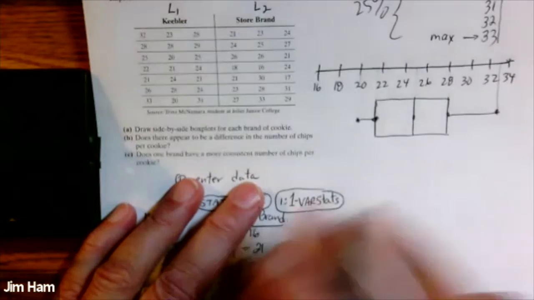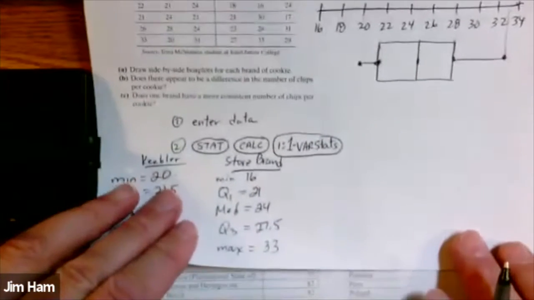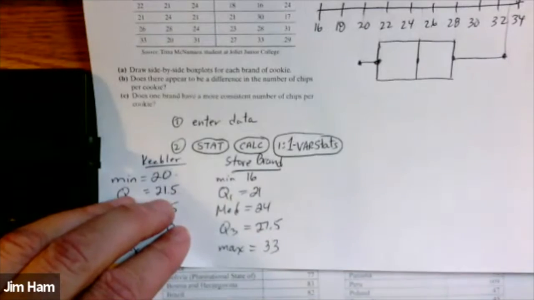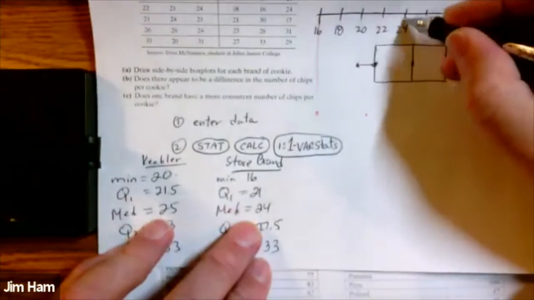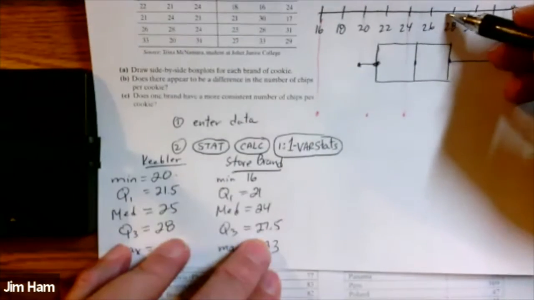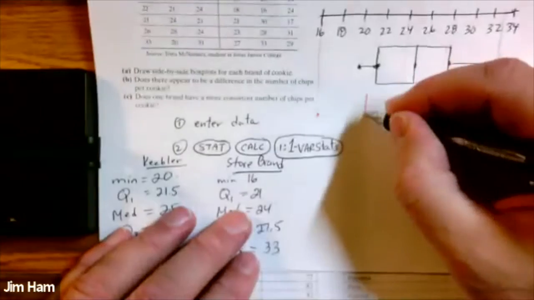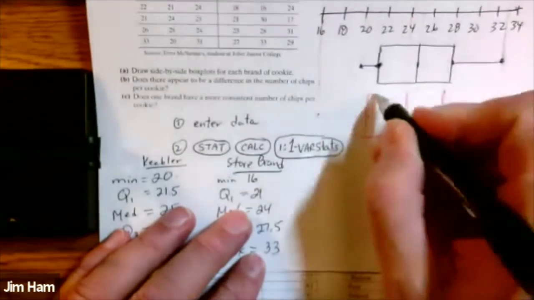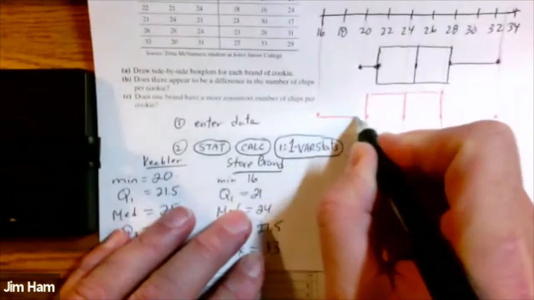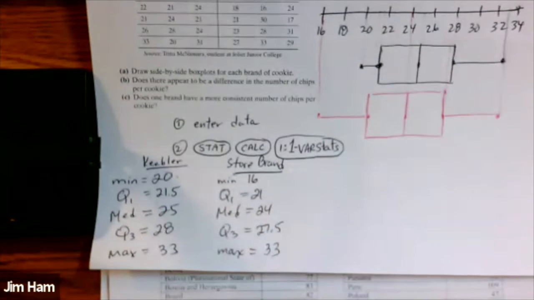It plots quartiles. Let's see how the store brand version compares. And we're going to draw them on the same axis. So maybe I'll draw with a different color this time. 16 and 21 and 24 and 27.5 and still 33. So for this box, again, I'm going to put 3 vertical lines through the middle to construct the box, and then a whisker to the left and a whisker to the right. And there we have our side-by-side box plots.